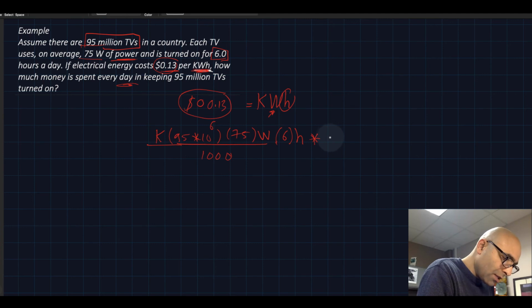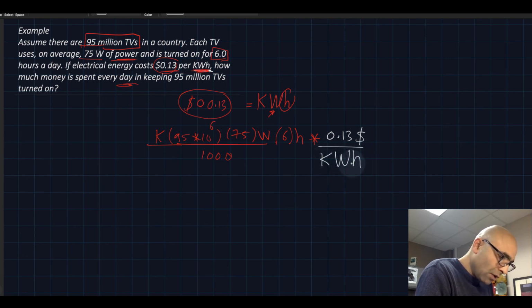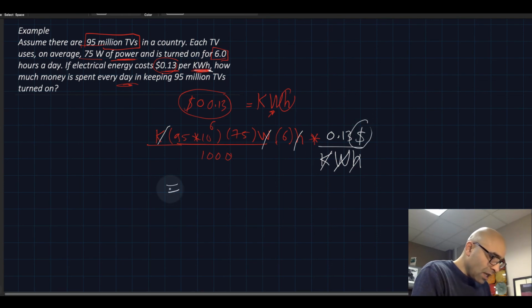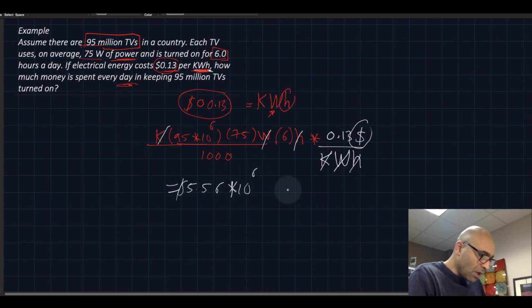I'm going to use the white here. So we pay $0.13 per kilowatt hour. Now look, hour with hour goes away, watt with watt goes away, kilo with kilo goes away, so we are left with a dollar amount, and that will be equal to $5.56 times 10 to the power 6. So it's about $5,560,000 to turn the TVs on for 6 hours in one country. Okay, thank you very much. Bye-bye.